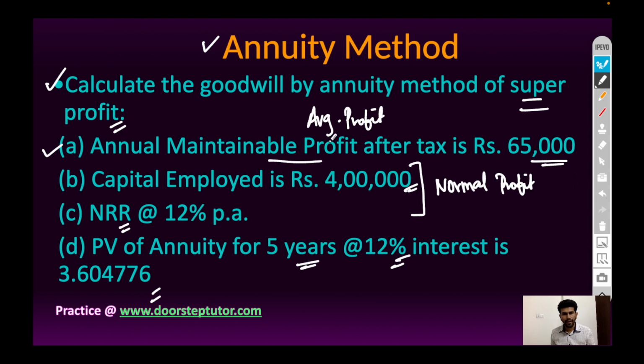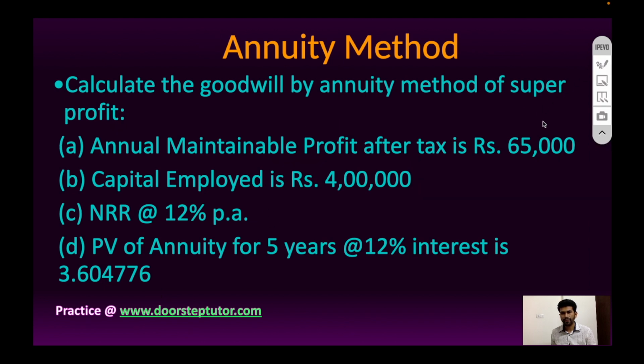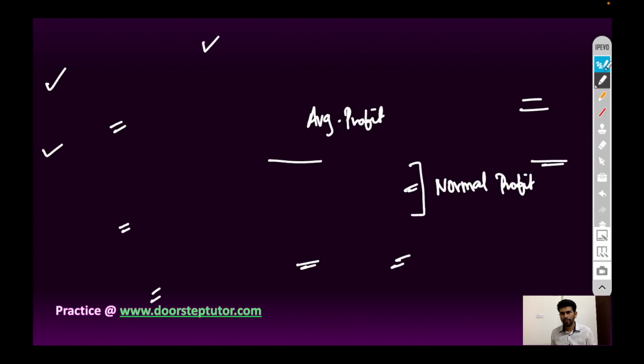Let's start. Annual profit is 65,000. This is average profit. And normal profit will be 4 lakh into 12%. Valuation of goodwill by using annuity method.